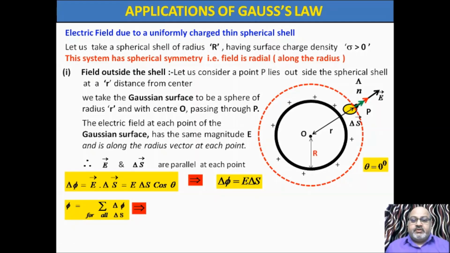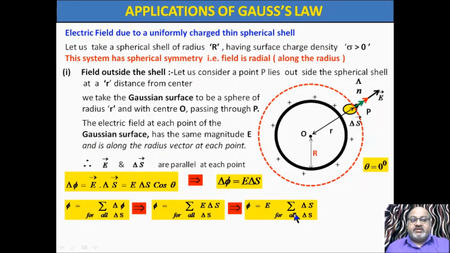So it means we get phi is equal to summation E delta S. We put the value of delta phi here. Now E is uniform, magnitude wise uniform, so we take it out from the summation. Now this is the result.